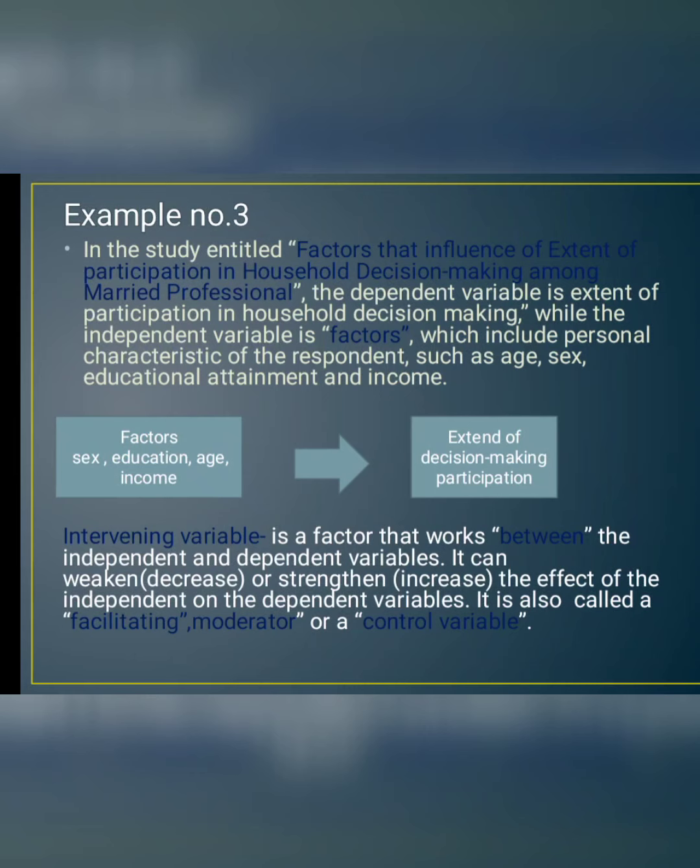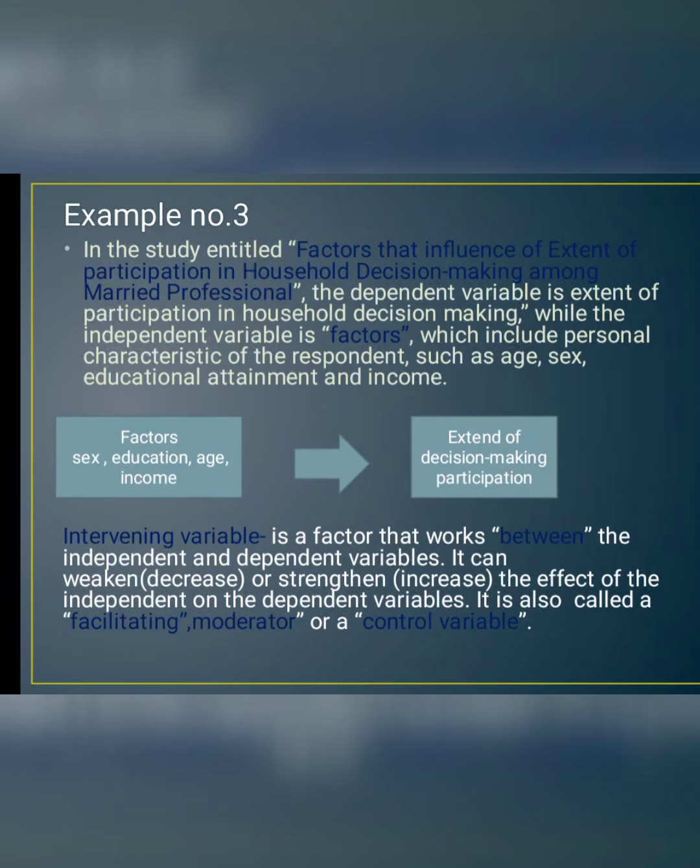And then sa independent variables naman is the factors, sex, educational, age, or income. So, ito yung mga nagiging dahilan minsan kaya hindi nagkakaunawaan dahil sa ating pagkakaiba ng pananaw or personal background.